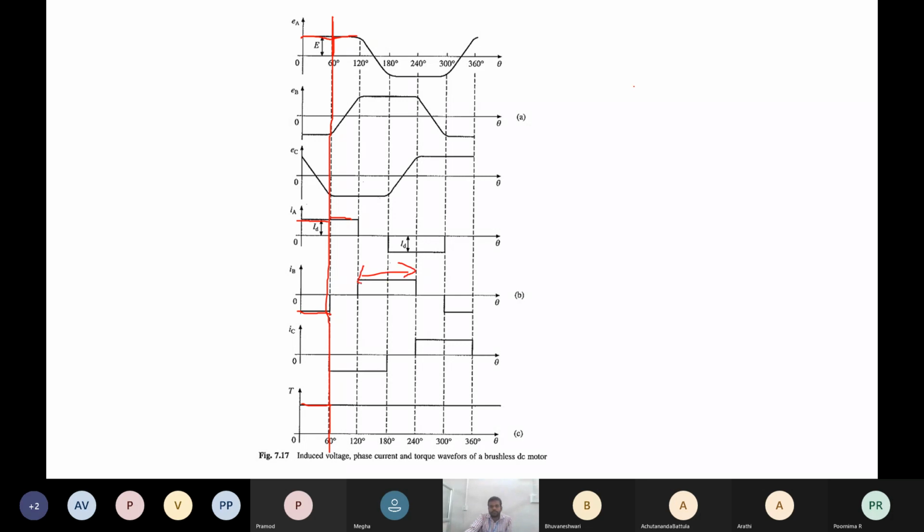This is our ID. IB is kept constant. So this keeping constant of IB and EB made the torque constant. Because of the constant voltage and constant current, the torque will be constant here also. So for the next 120 degree, so 62 to 120, 120 to 240, next 240 to 360.